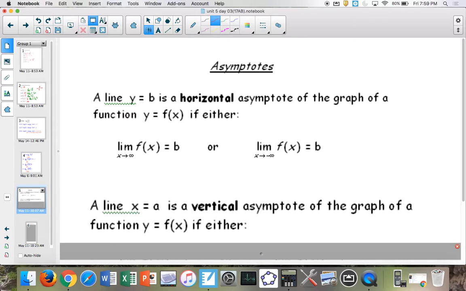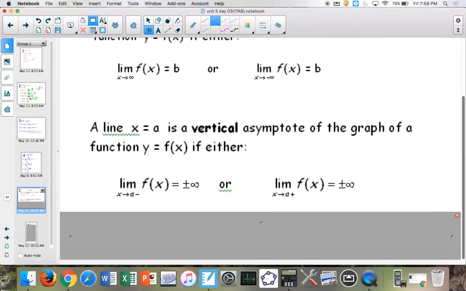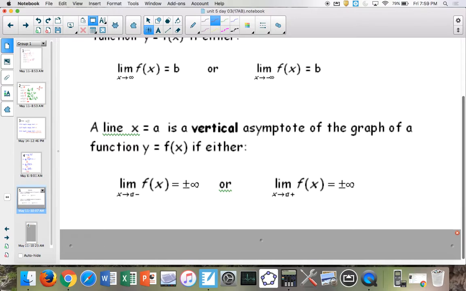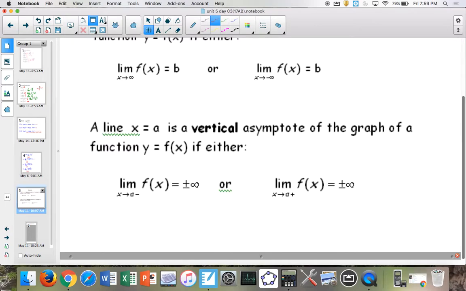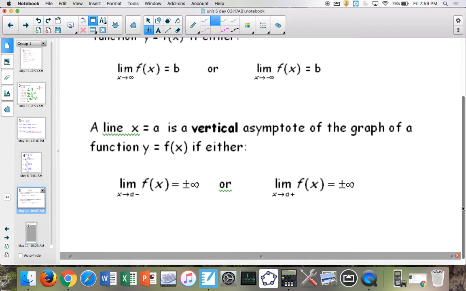How about vertical asymptotes? A line x equals a, a vertical line, will be a vertical asymptote for a function f of x if either the limit as x approaches a from the left equals plus or minus infinity, or the limit as x approaches a from the right of our function equals plus or minus infinity. So horizontal and vertical asymptotes. Let's look at a couple examples.